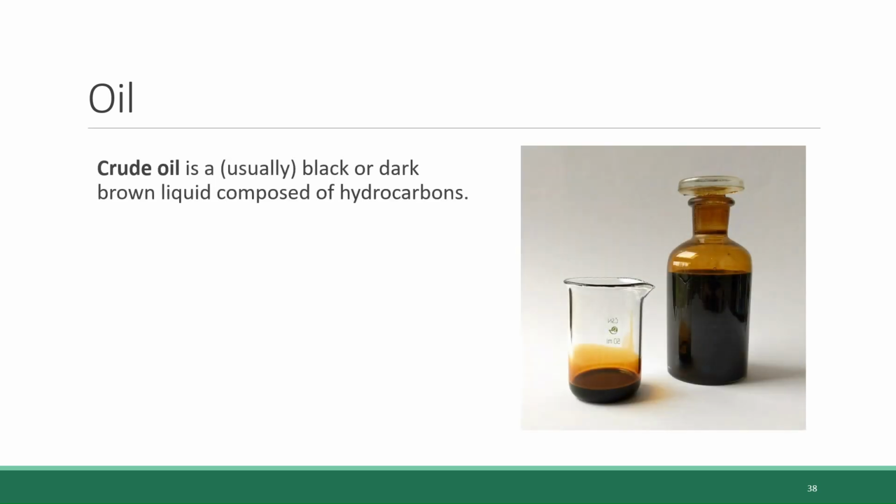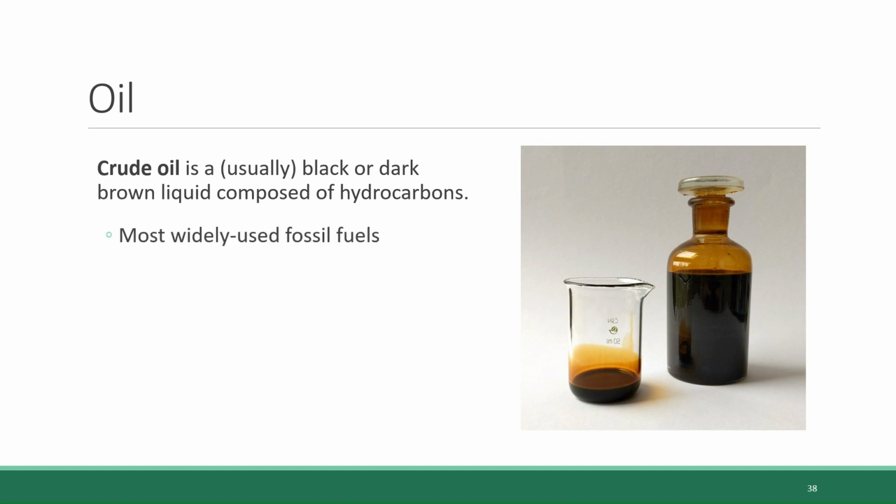In this next section, we're going to talk about the second of the three major fossil fuels, which is oil. Crude oil, which simply means unprocessed oil, is usually a black or dark brown liquid, although it can be other colors. This is composed of hydrocarbons.